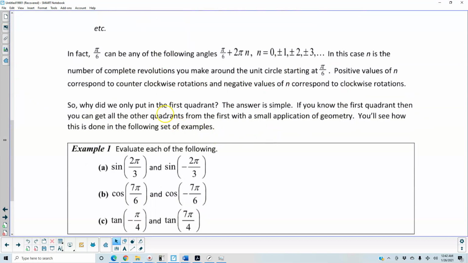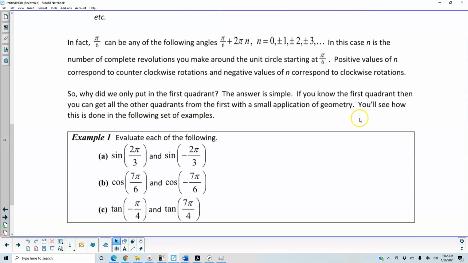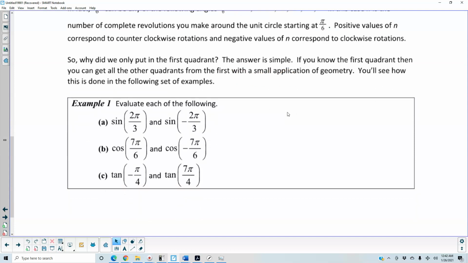So why did we only put it in the first quadrant? Well, the answer is simple. If you know the first quadrant, then you can get all of the other quadrants from the first with a small application of geometry. And you'll see how this is done in the following set of examples.